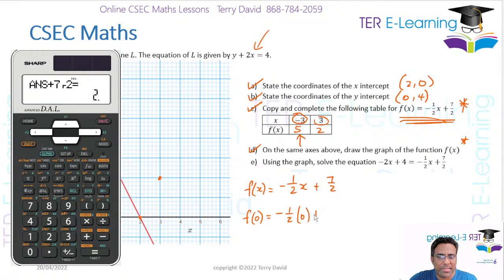So this is 0 plus 7 over 2, right? So 7 over 2 is going to give me 3.5. So therefore, this point on the graph is going to be 0, 3.5, right? So this here is going to be this point here.